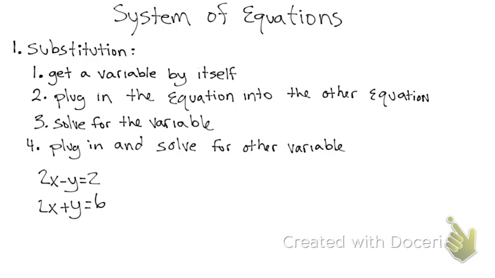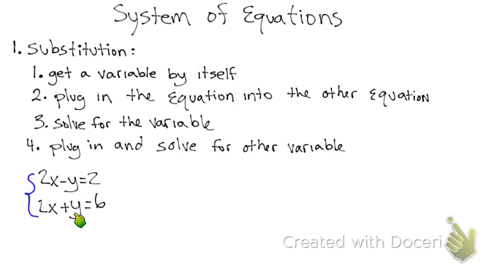So let's say we have 2x minus y equals 2 and 2x plus y equals 6. The whole point of systems of equations is to figure out where these two lines cross each other. And by using elimination, or by using substitution, we can figure that out. With substitution, you have to get one letter by itself. It doesn't matter which equation you choose. You just have to pick one of these equations and get a letter by itself.